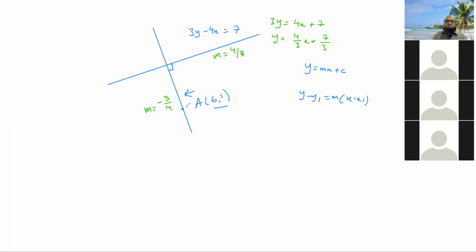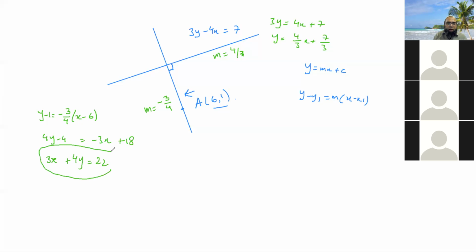So now you have this point, you have the gradient, so now you can write down the equation. This is going to be y minus 1 equals minus 3 over 4 into x minus 6. And you can do the cross multiplication. This is 4y minus 4 equal to minus 3x plus 18. And suppose you want to keep x and y on the same side. Oh, I have made a mistake here. This should not be 4y, this is just 4. No one told me. This is 3x plus 4y equal to 22. So this is the equation of the line passing through this point A and perpendicular to the line which has this equation. Do you have any questions here?